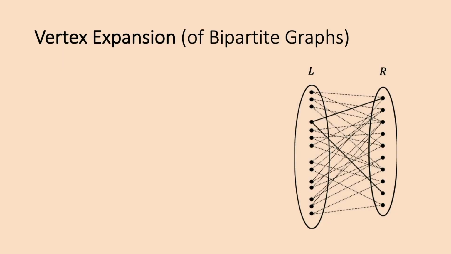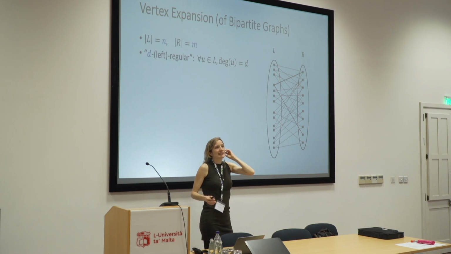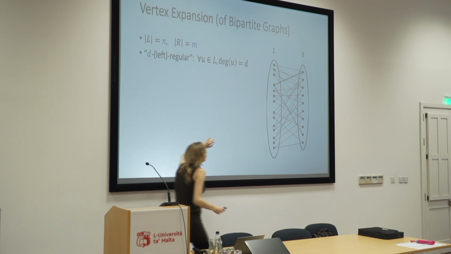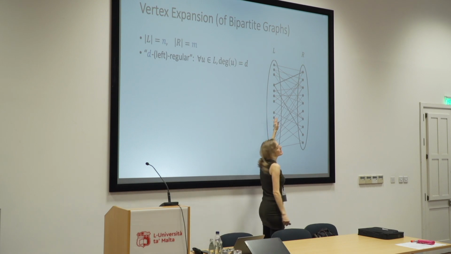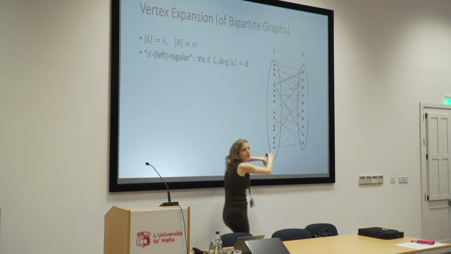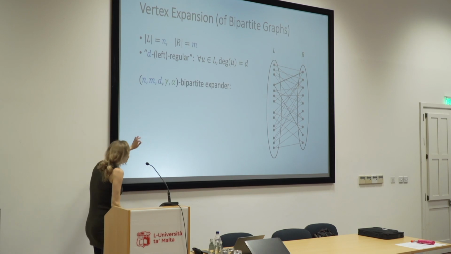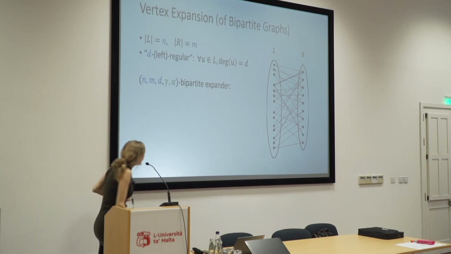Okay, so let's take our favorite bipartite graph here. Notationally, say that n is the size of L and m is the size of R. And I do want to think of some sort of D-regularity. For whatever reason, it mostly is the case that we consider D-regularity on one side. So for example, for every vertex in L I have the same out-degree D. All right, so an (n, m, d, gamma, alpha) bipartite expander graph.